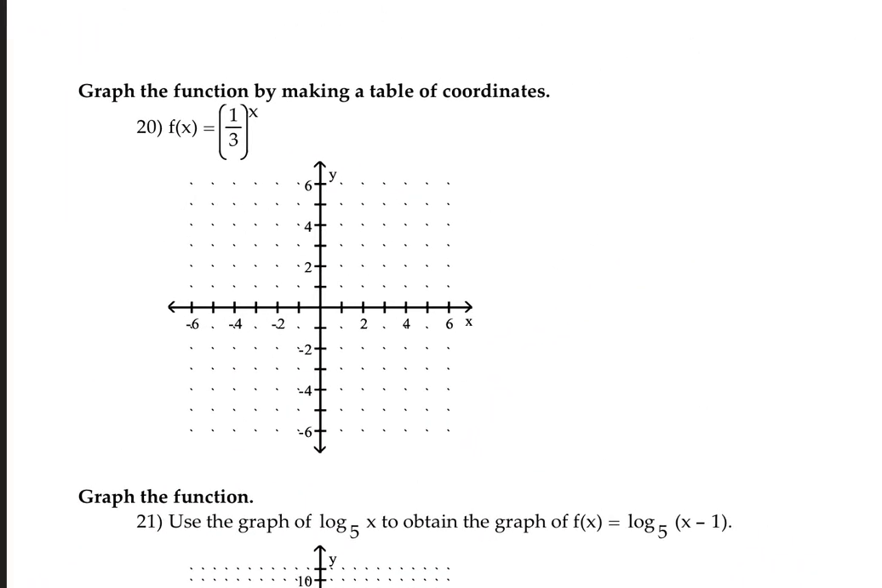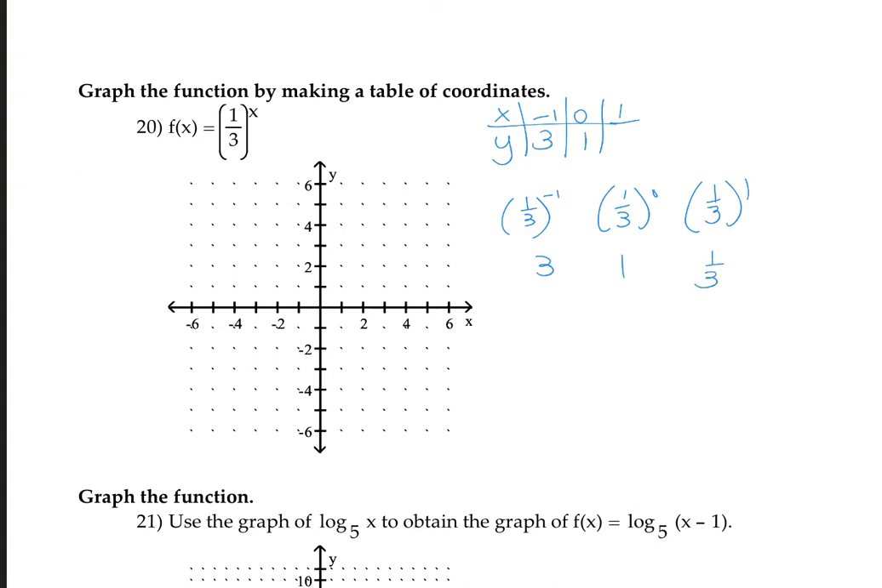Okay, 20 is one of your open-ended ones, so this is your graphing one. So I would make a t-chart because it's exponential. Negative 1, 0, 1. Plug in my points, so 1/3 to the negative 1, 1/3 to the 0, and 1/3 to the first. This is 3, 1, and 1/3. Negative 1 and 3, 0 and 1, 1 and 1/3. There's a horizontal asymptote right there at 0. So my curve does that.